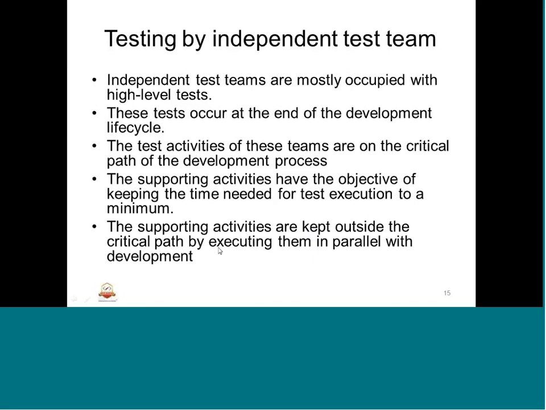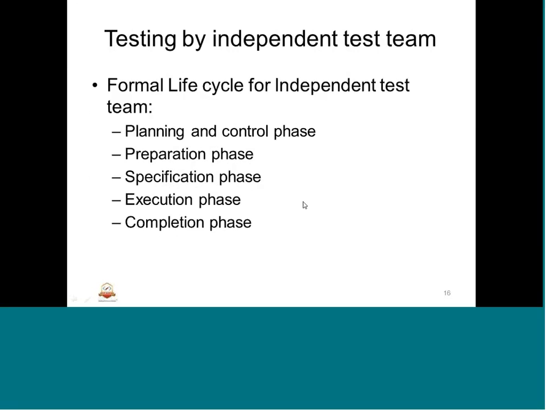Supporting activities are kept outside the critical path by executing them in parallel with the development. As I said, support activities like test books development and identifying the strategies, in parallel to development, are all taken care of as a separate activity, supportively for development as well as testing. So this will not be on the critical path, but it's used while test execution or actual testing is happening, which is on the critical path.